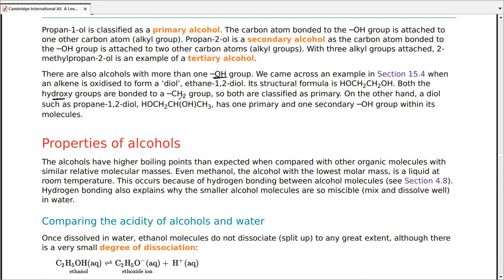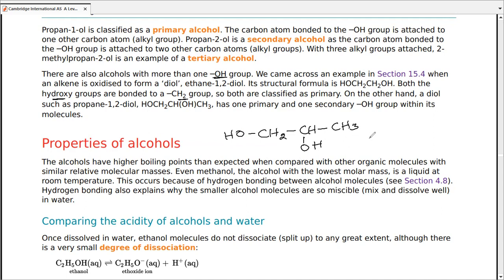Okay, so both are bonded to a CH2 group, but both are classified as primary. On the other hand, a diol such as propane-1,2-diol has one primary and one secondary OH group within the molecule. Now, this means that we are talking about CH2, now CH, OH, CH3, and I may write this OH over here, I may write it below, it doesn't really matter. When we look at this structure, we understand there is one primary and there is one secondary.